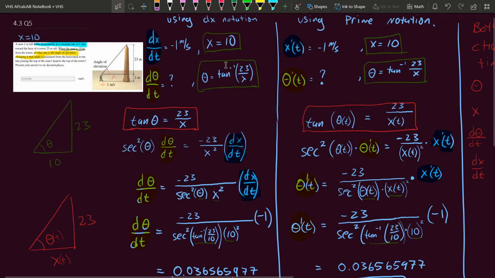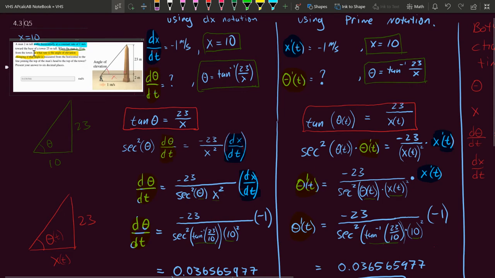And basically with that, I can set up the following green triangle here. When x is 10, the height is 23, and the angle is determined by tangent inverse of 23 over 10. Okay, because that x will end up being a 10 there.